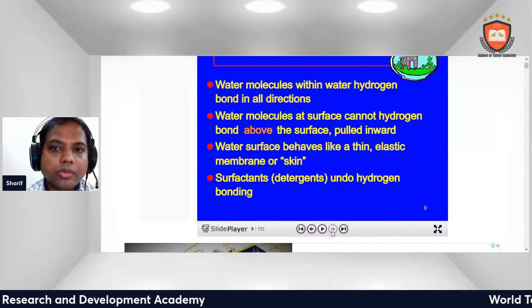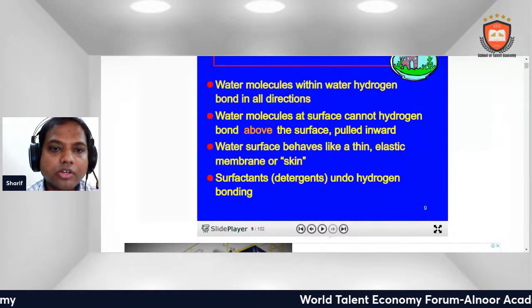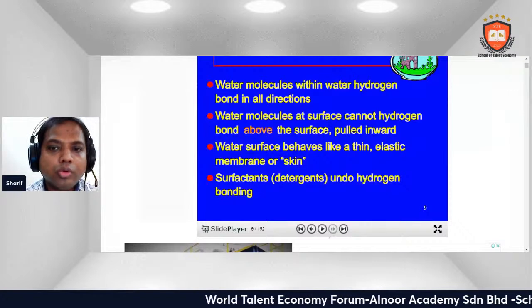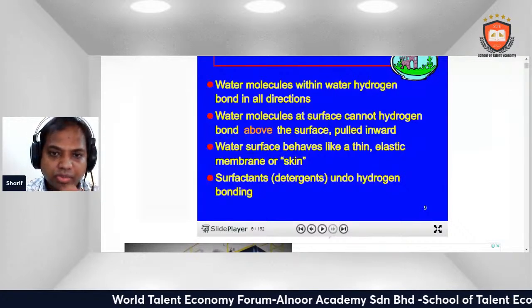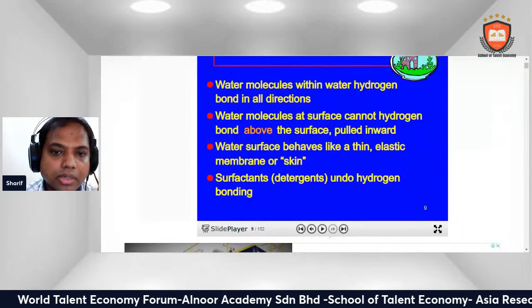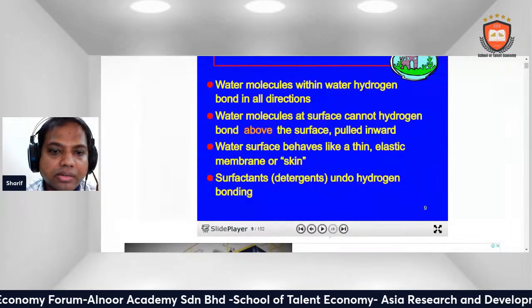Water molecules within the water form hydrogen bonds in all directions. Water molecules at the surface cannot hydrogen bond in all directions, so the surface is pulled inward. The water surface behaves like a thin elastic skin due to hydrogen bonding.